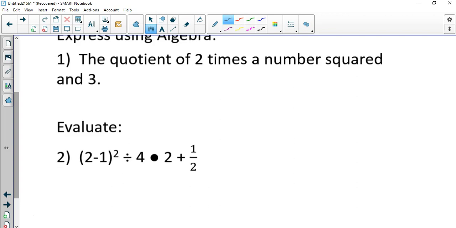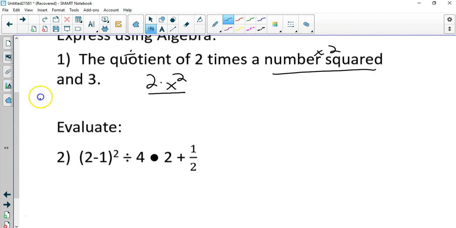The quotient, that means division, of 2 times a number squared and 3. So let's see, a number squared, that's x squared. So the quotient, that means I have a fraction right off the bat. So just start there. Of 2 times a number squared. Remember the dot's not important. I can get rid of the dot, I can put parentheses, it makes no difference.